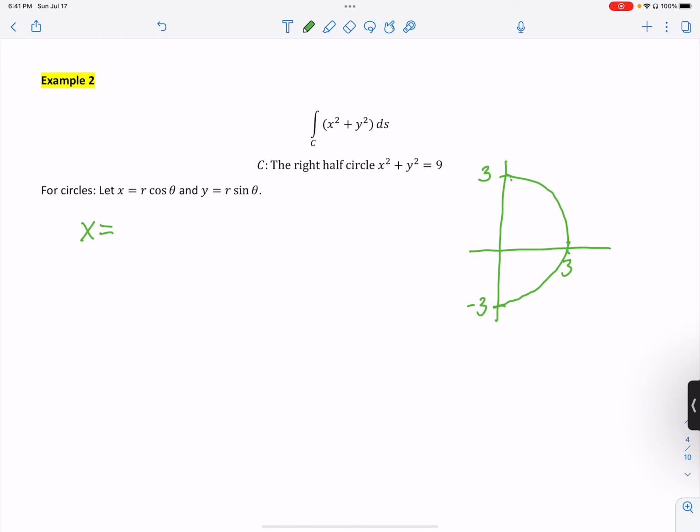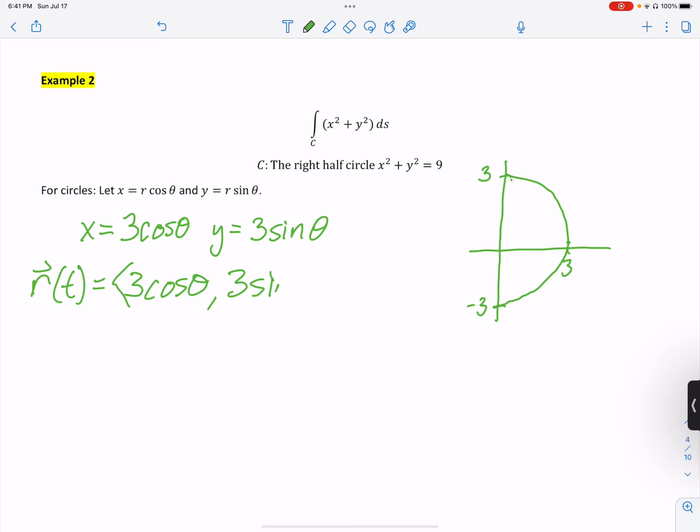I have a radius, so I don't need to put r. The radius is 3. So I got x equals 3 cosine theta, y equals 3 sine theta. And even though they didn't give us a function, we can actually make one now. r of t is equal to 3 cosine t, I'm going to use bracket notation, and 3 sine t. Let's not call these thetas, let's call them t's, just because that's what we're used to.